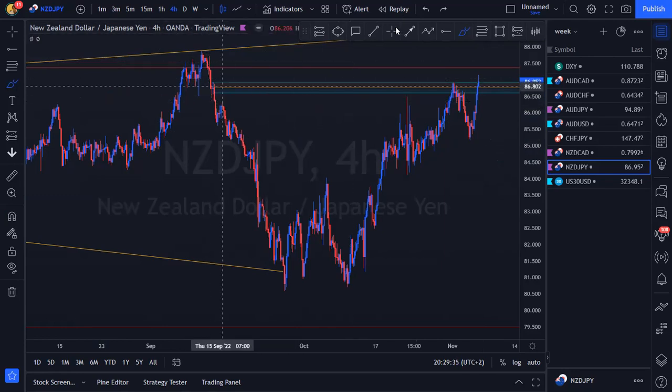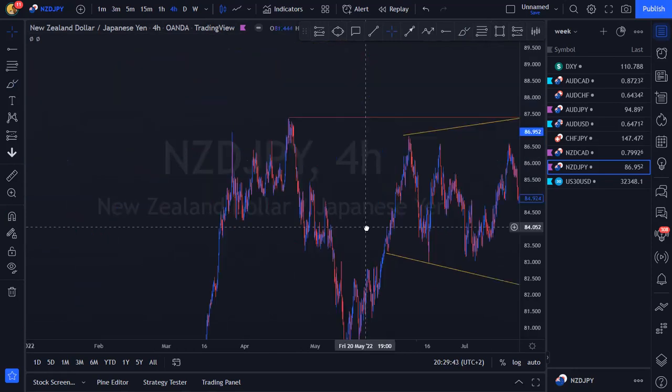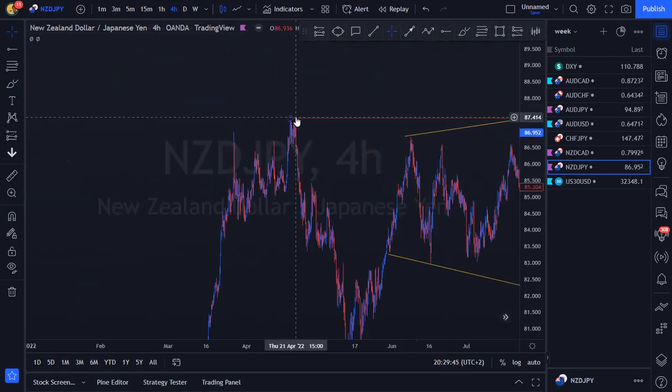So let's just delete this PRI because clearly price action reacted, but now we've broken above. We do still have this area over here. Our extreme high, remember this extreme high?